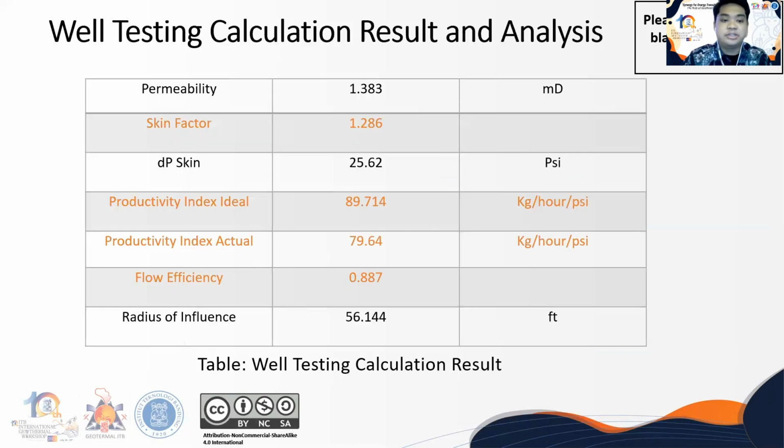And this is the result of the calculation of well testing on well X. Based on this result and analysis of the well testing, it can be concluded that well X is a good candidate for a matrix acidizing job. Viewed from the value of skin factor, which is positive, productivity index actual is smaller than productivity index ideal, and flow efficiency is below 1.